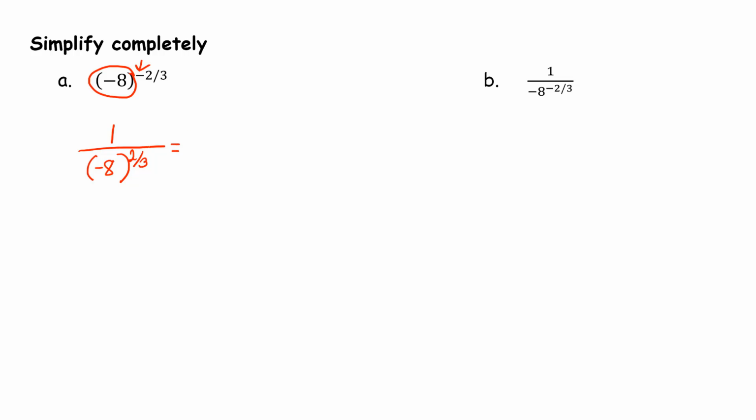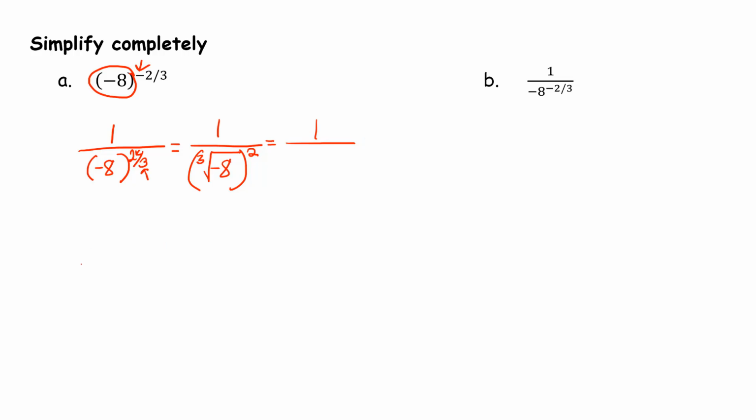Now I'm going to do what I need to do to the number -8. I'm going to take the cube root. That's what the bottom number of the exponent tells me to do. So 1 over the cube root of -8. And then the top number, 2, tells me to square that. So the cube root of -8.